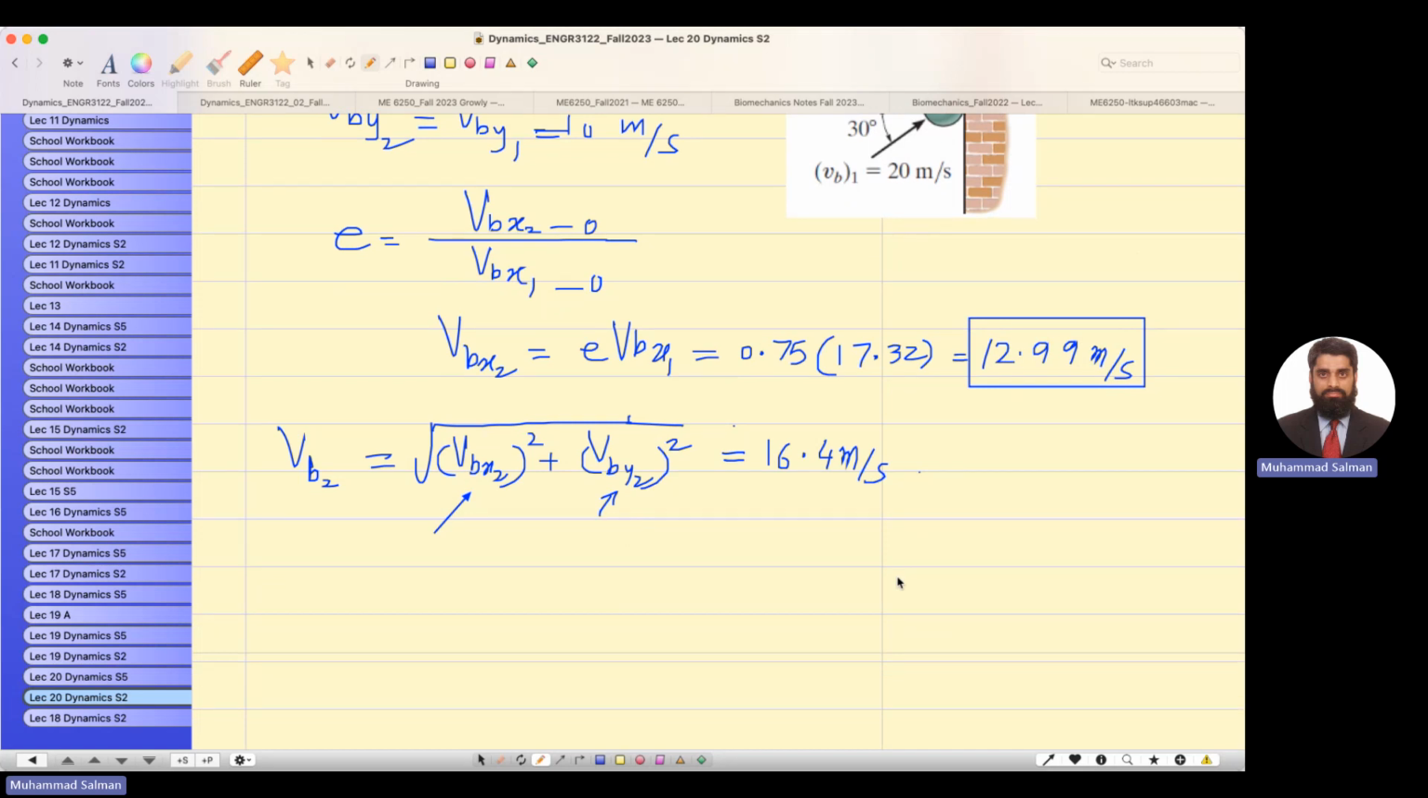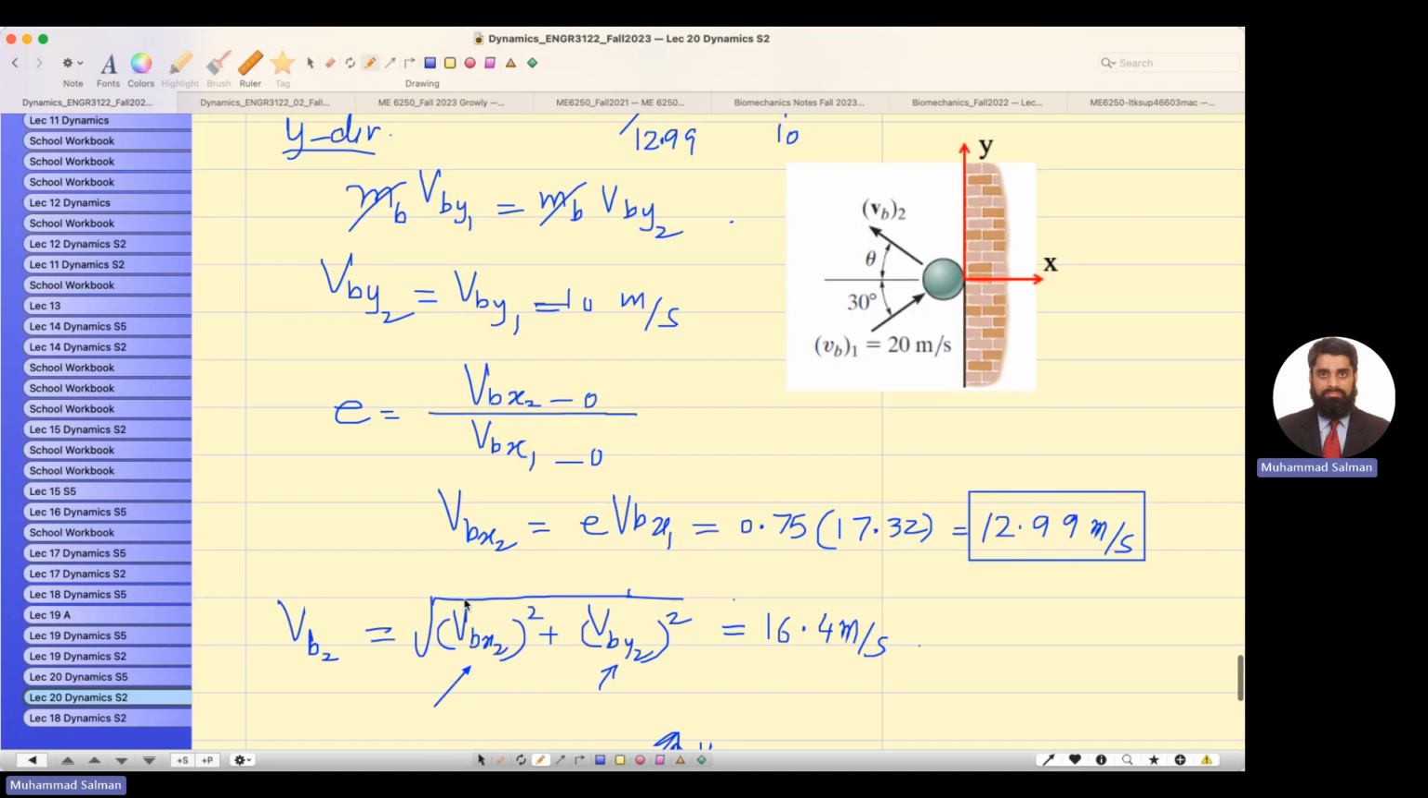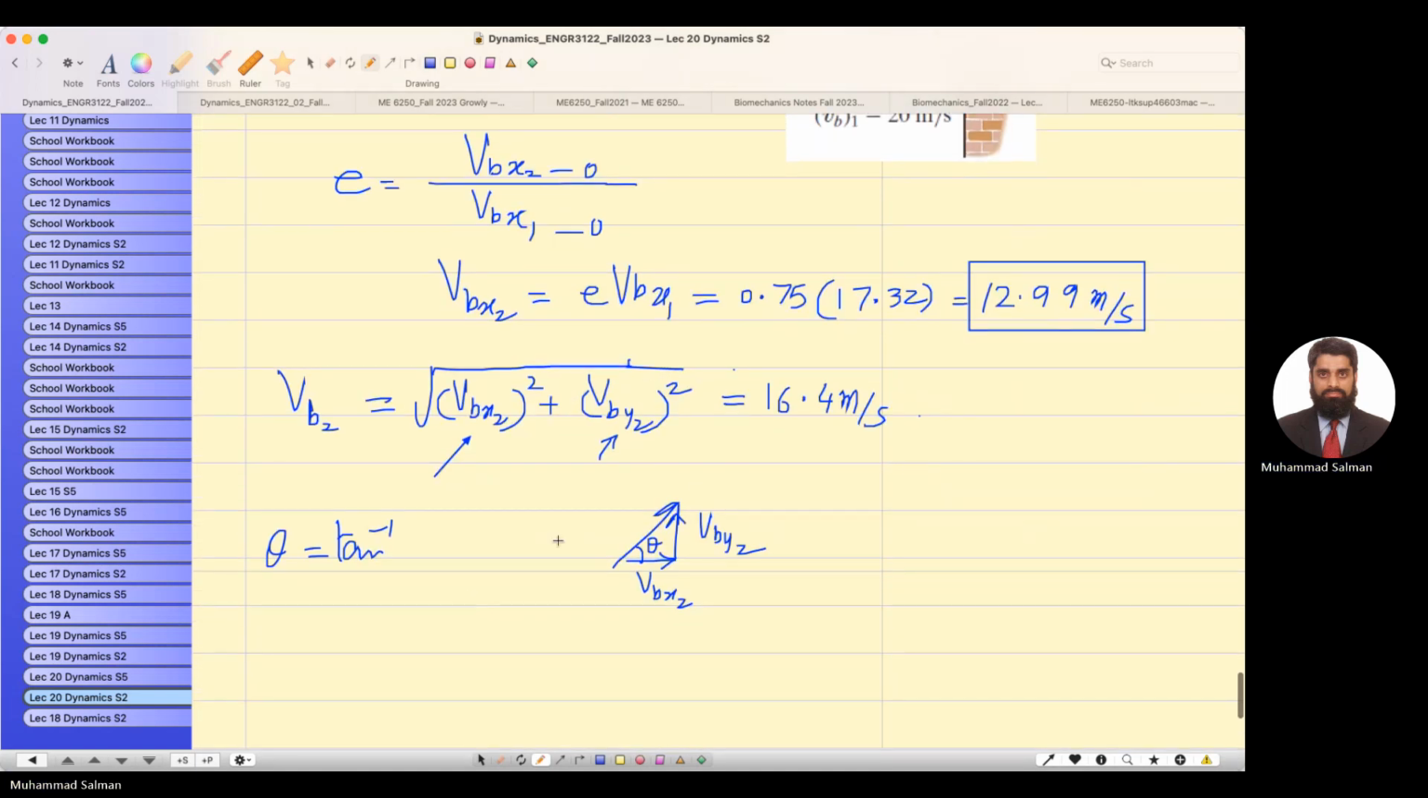How can we find the angle in a right angle triangle? If this is the right angle, what is the angle? If we know VBy2 and VBx2, can we find the angle? Tangent is opposite over adjacent. So in the right angle triangle, tangent theta equals VBy2, which is 10, over VBx2, which is 12.99. And what do you get in degrees? Do you get 37.6 degrees?